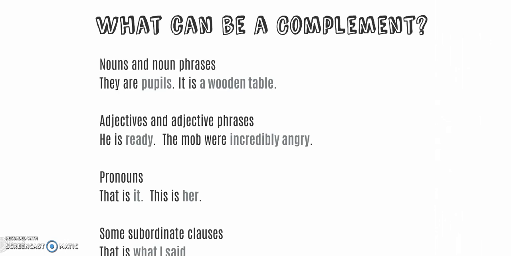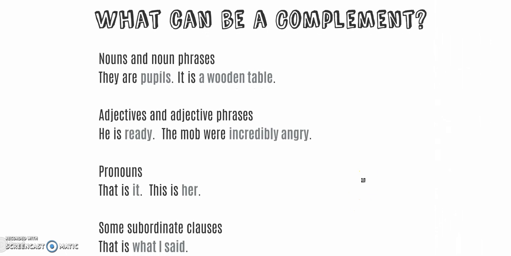So what can be a complement? Well, a noun phrase can be a complement. So in this instance, they are pupils. The pupils is describing what they are, therefore it's complementing the subject there. It is a wooden table. What is it? Well, it's a wooden table, therefore it is complementing the subject, so it's a subject complement.